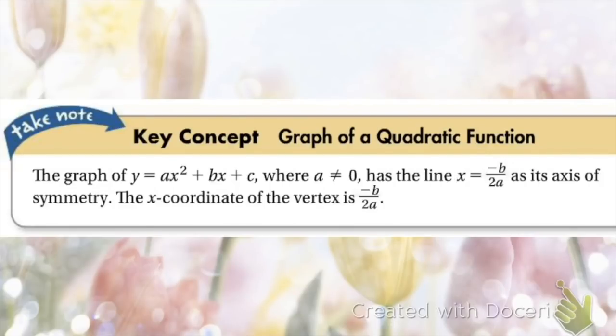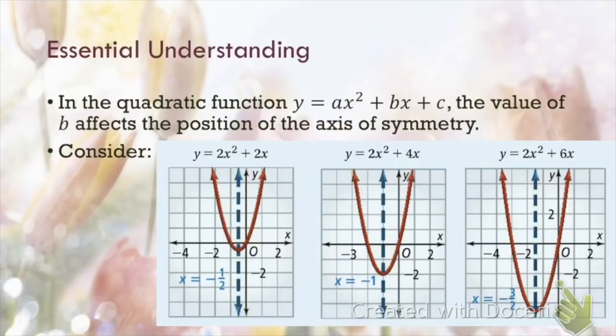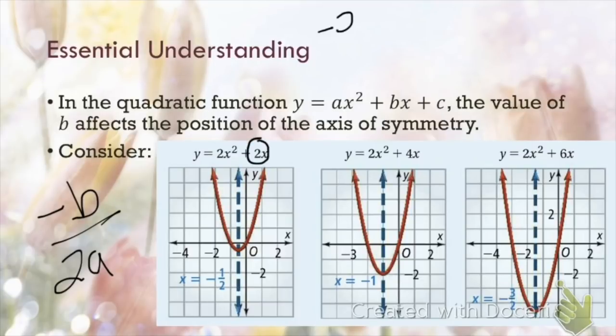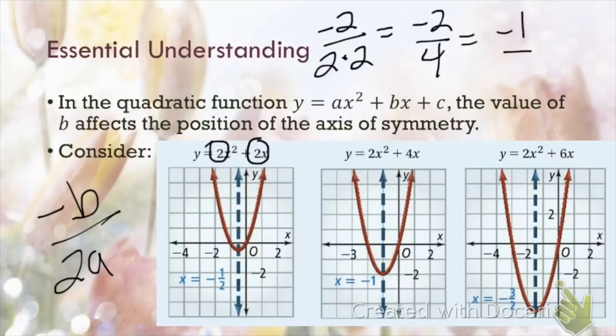So if you take a look, just to go back a slide here and peek at that, -b/2a was that formula. So b is here, so -2/2 times the a value, which was 2. This equals -2/4, which does equal -1/2 for that first one there. So just as an example, that is how you can find that axis of symmetry.